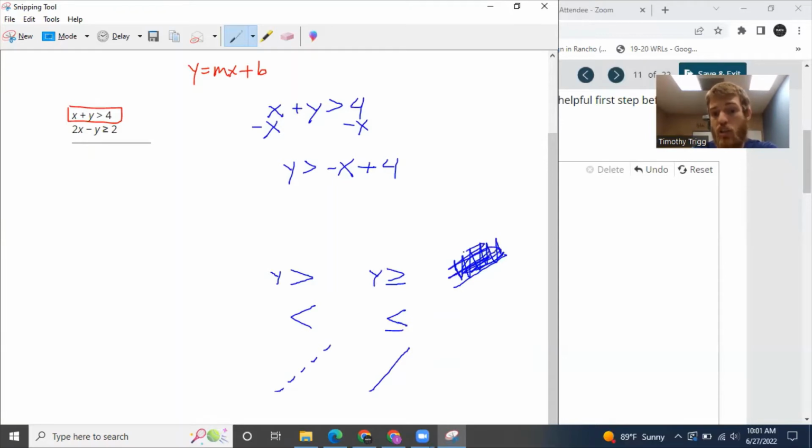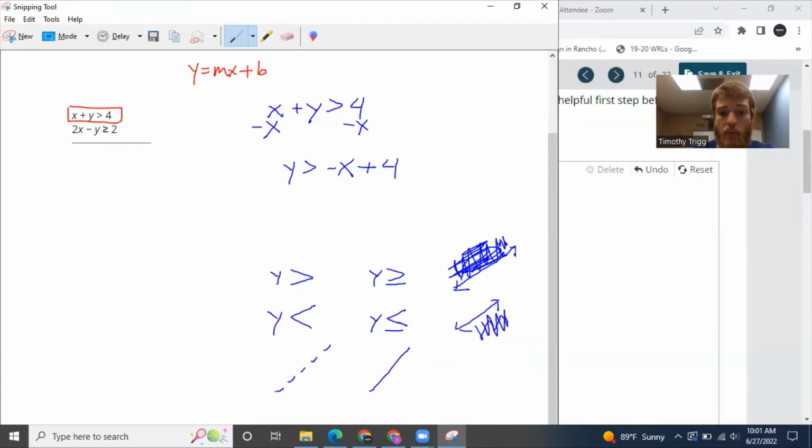So there's going to be shading above the line. If this is your line, which could be solid or dashed, and it's "y is greater than," then you'd shade above that line. Whereas if it's a less than, so if it says "y is less than" or "y is less than or equal to," then you would shade below.